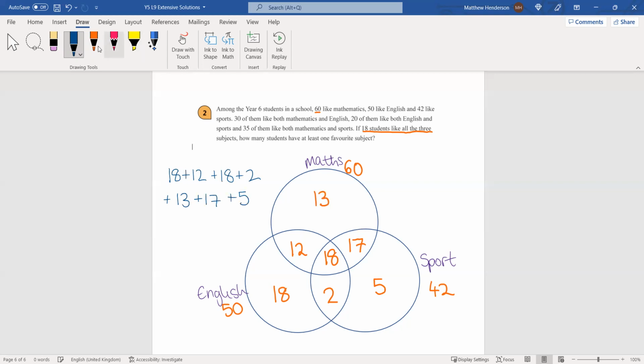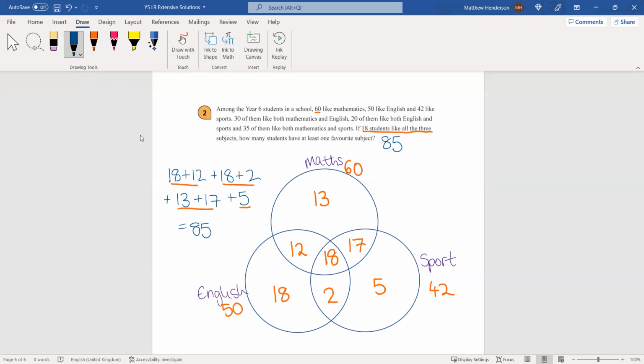And I've added these up in a bit of a clever order so that I can add them up using mental maths. We've got 30 plus another 20, that gives me 50, plus another 30 gives me 80, and plus the 5. So in total, we have 85 students. And that's the answer to our question.